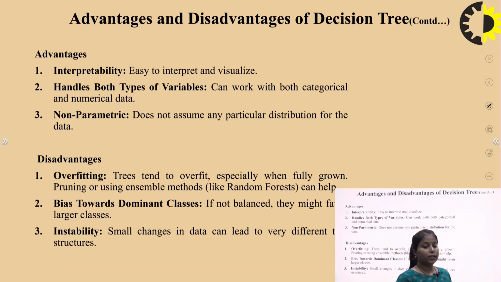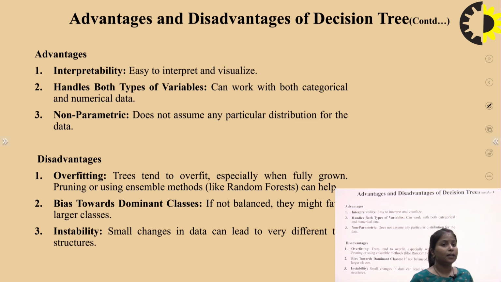Next topic: advantages and disadvantages of the decision tree. Decision trees handle both categorical and numerical data easily. They are easy to interpret and visualize in graphical form, and they do not assume any particular distribution for the data.